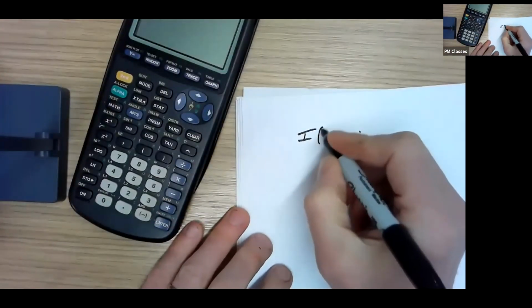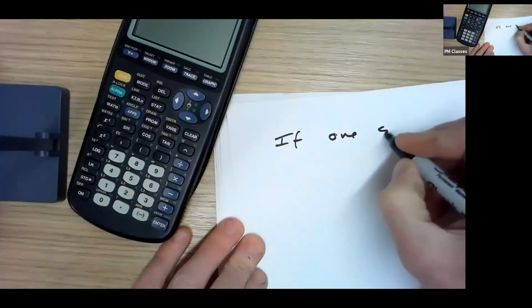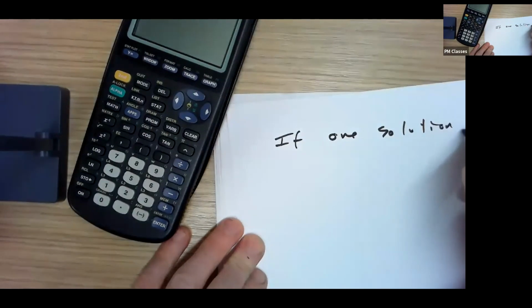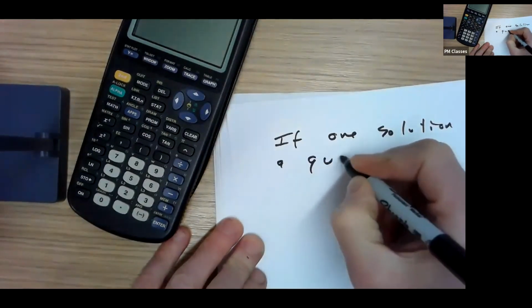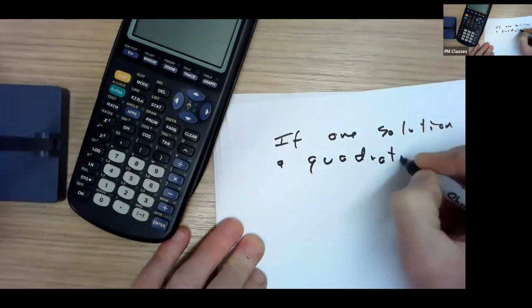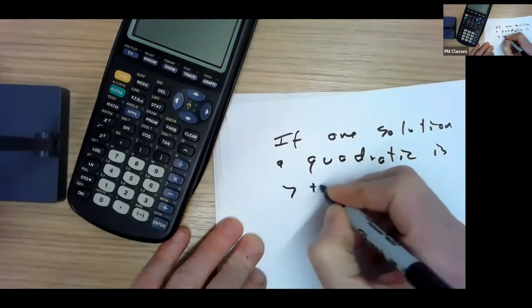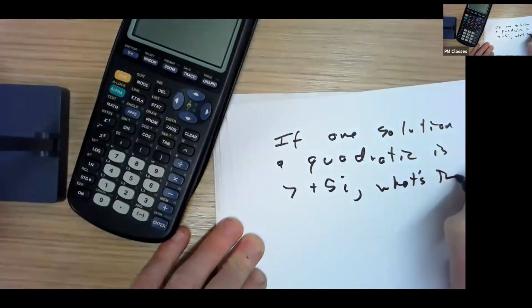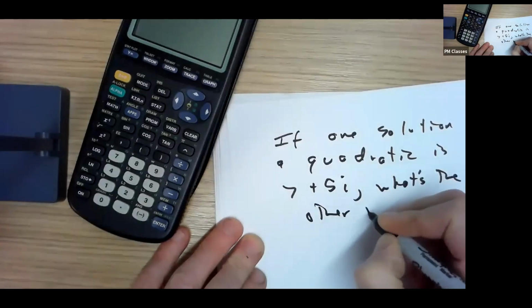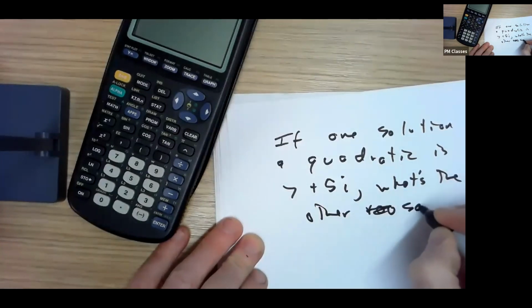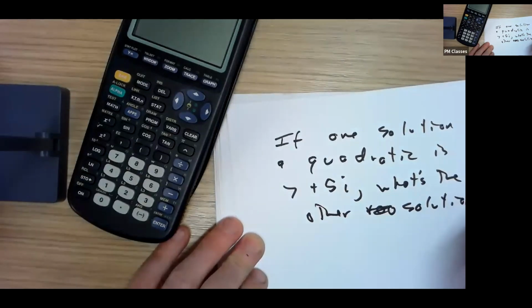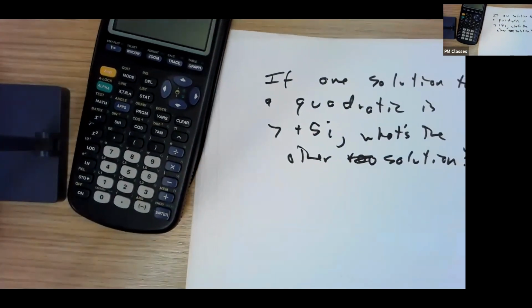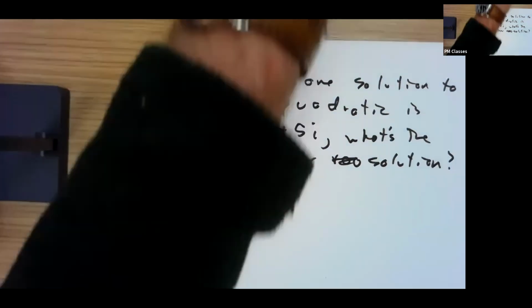And then the last little twist that you might see, this is more of an ACT than an SAT thing, but it's this. If one solution to a quadratic is 7 plus 5i, what's the other root, or the other solution, I guess, to be consistent here? And a lot of people are like, how the heck should I know that?